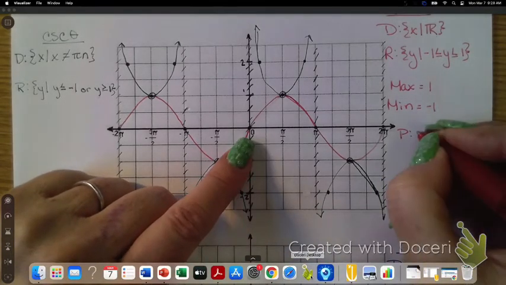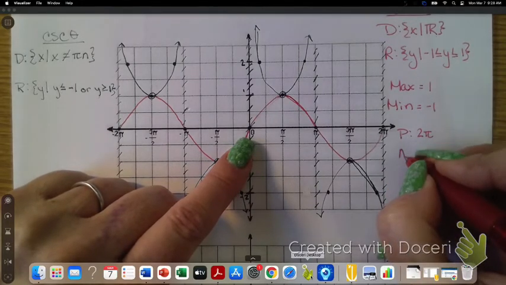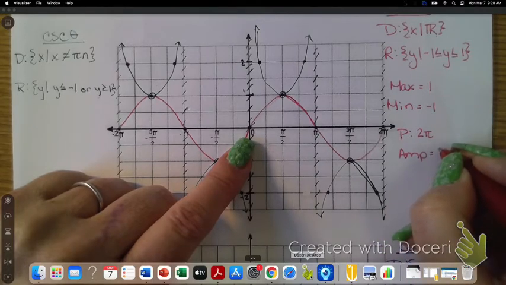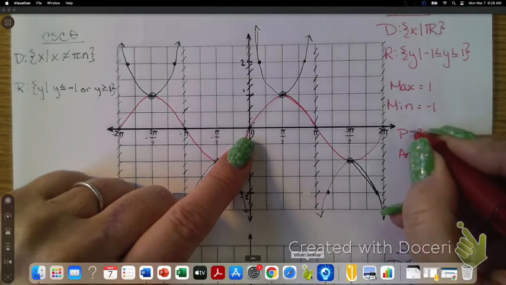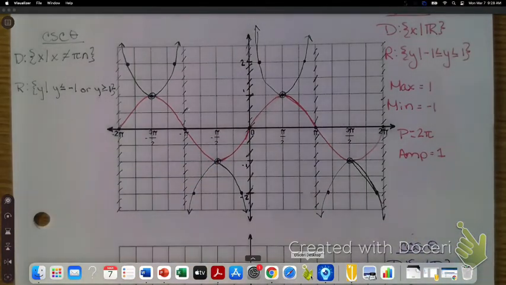2 pi. What else did we have? Did we have the amp? Yeah, 1. So the amp is 1. Anything else? No. Okay. So let's talk about the period and the amp of cosecant.